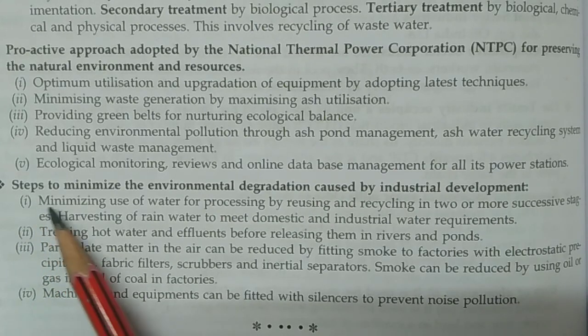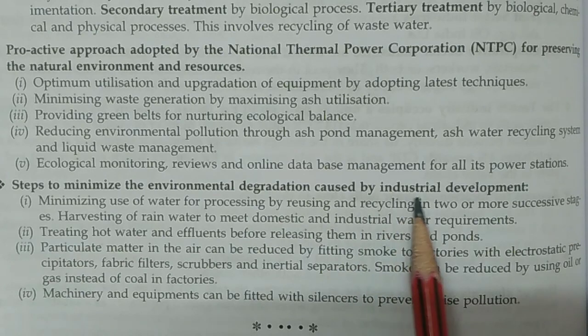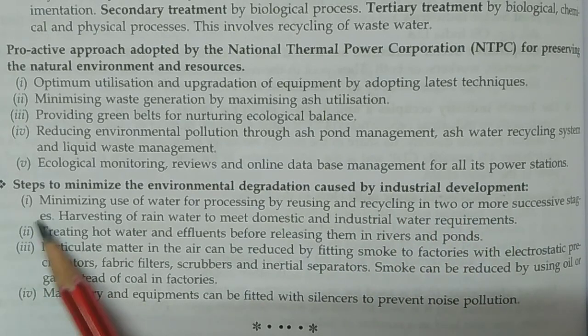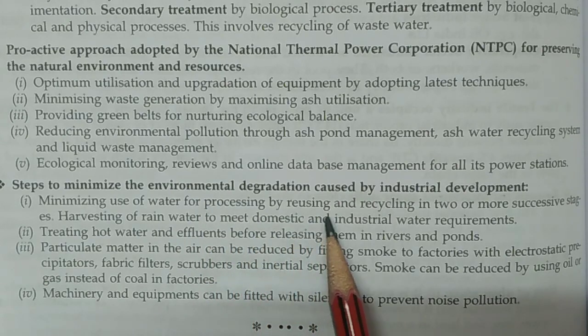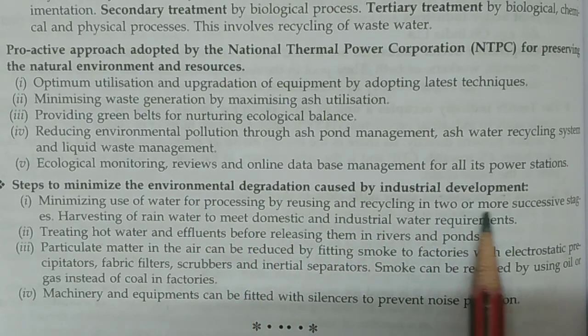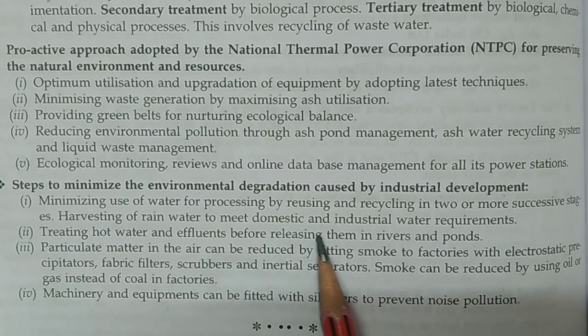Now, next steps to minimize the environmental degradation caused by industrial development. So one is minimizing use of water for processing by reusing and recycling in two or more successive stages, and harvesting of rainwater to meet domestic and industrial water requirements. Second, treating hot water and effluents before releasing them in rivers and ponds.